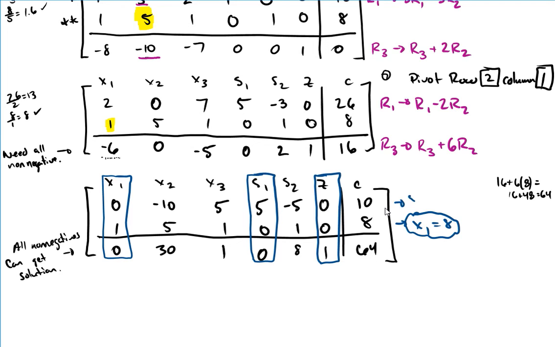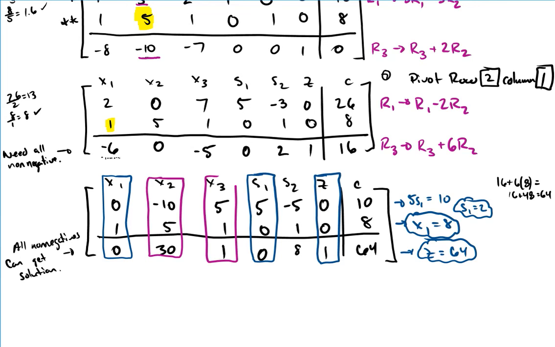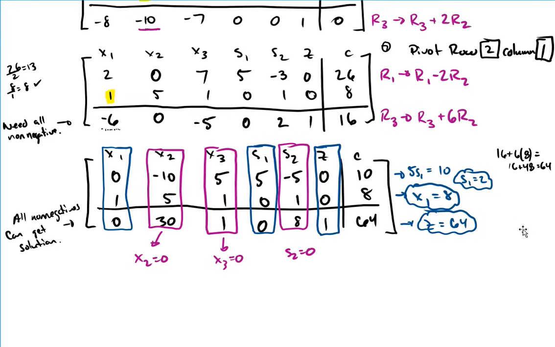We have 5s1 equals the far constant 10. And then from there, we could solve it. S1 would be 2. And then the bottom one, we have z equals the far constant 64. Okay. And then the other columns that have multiple non-zeros, so these three, mean that those variables are instantly set to be 0. So x2 is 0, x3 is 0, and then s2 is 0. And that's just by the rules of the simplex method.